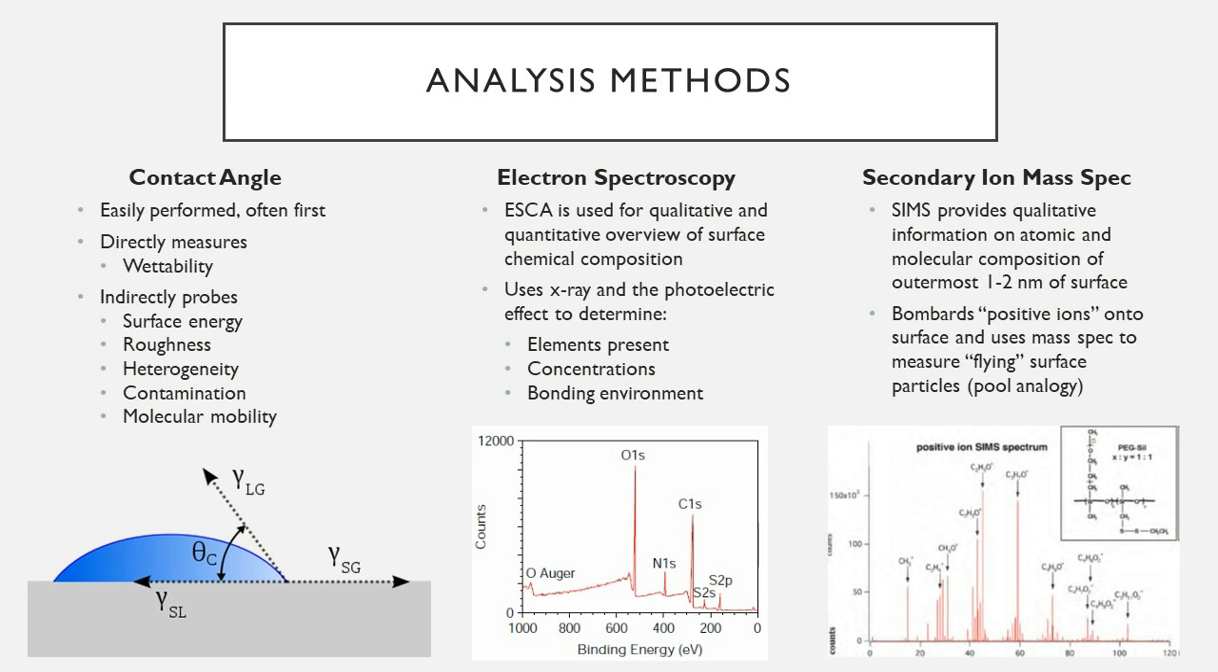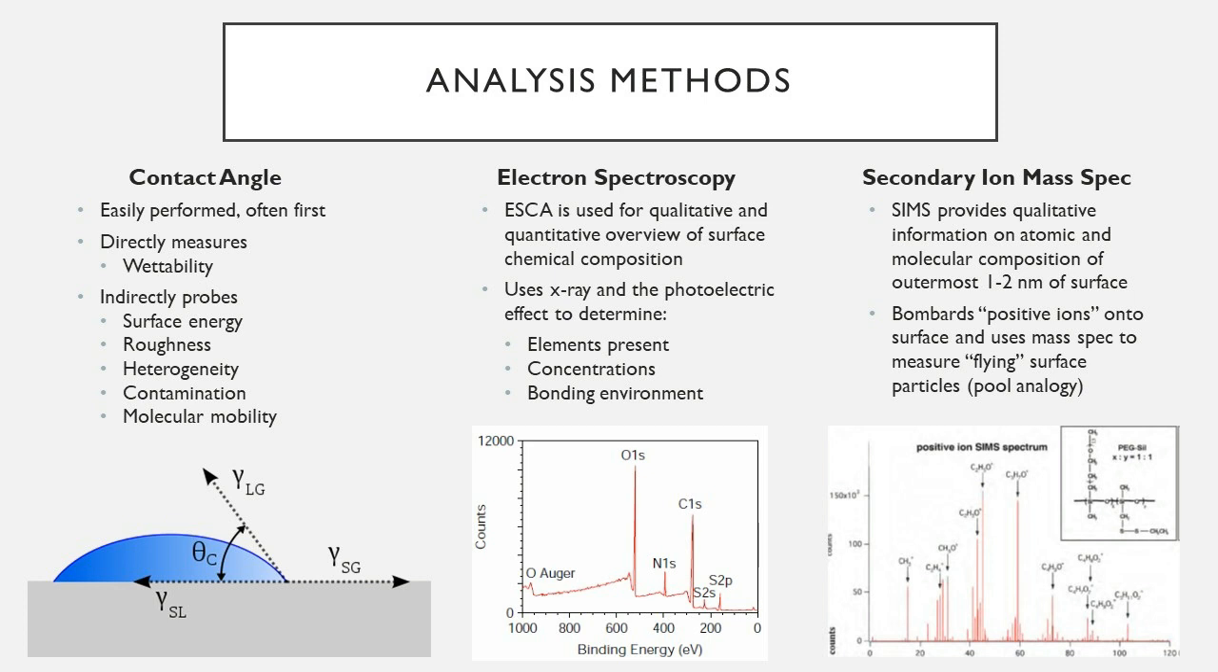And really what makes it so easy to measure is that it consists of a camera that looks at the side of that droplet parallel to the surface, and then it uses image analysis techniques to measure that angle of that particular droplet. So it gives us a nice direct way of measuring wettability.